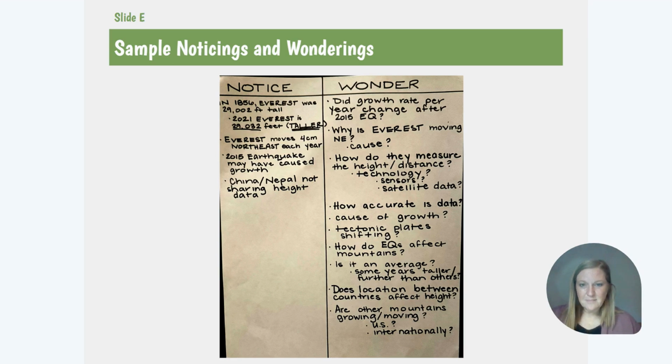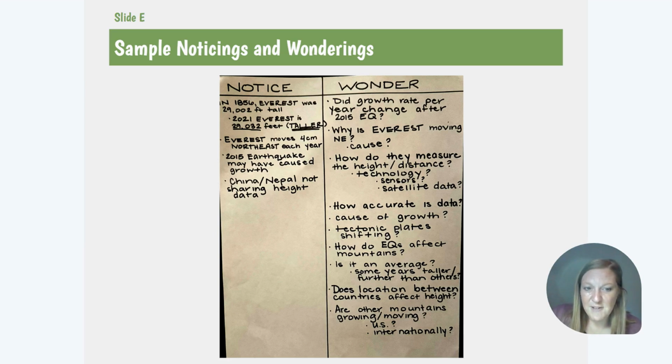Okay. Let's take a minute to look at this example of another class's notices and wonderings that were shared out. The ideas on this poster paper may be helpful to you to refer to when you develop your initial model later in the lesson. So some of the things that maybe they noticed were that Mount Everest has been recorded as 30 feet taller today than it was in 1856, and that it moves 4 centimeters on average every year to the northeast. It increases in elevation about 2 centimeters on average a year. There's an earthquake that happened at Mount Everest.